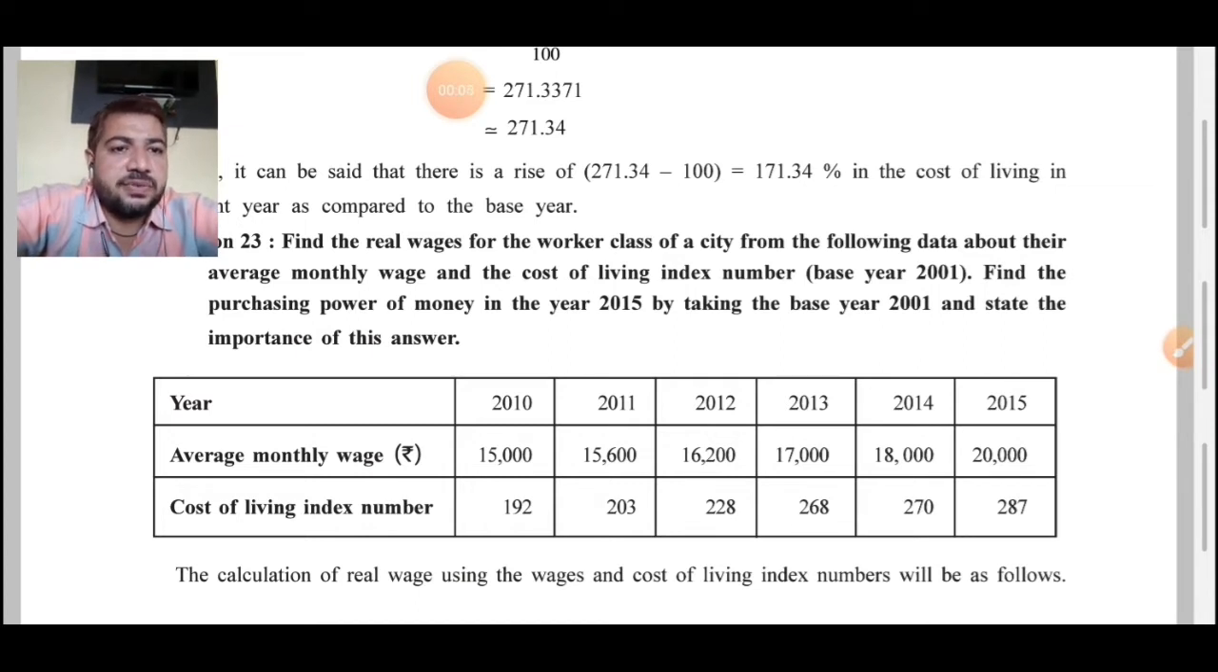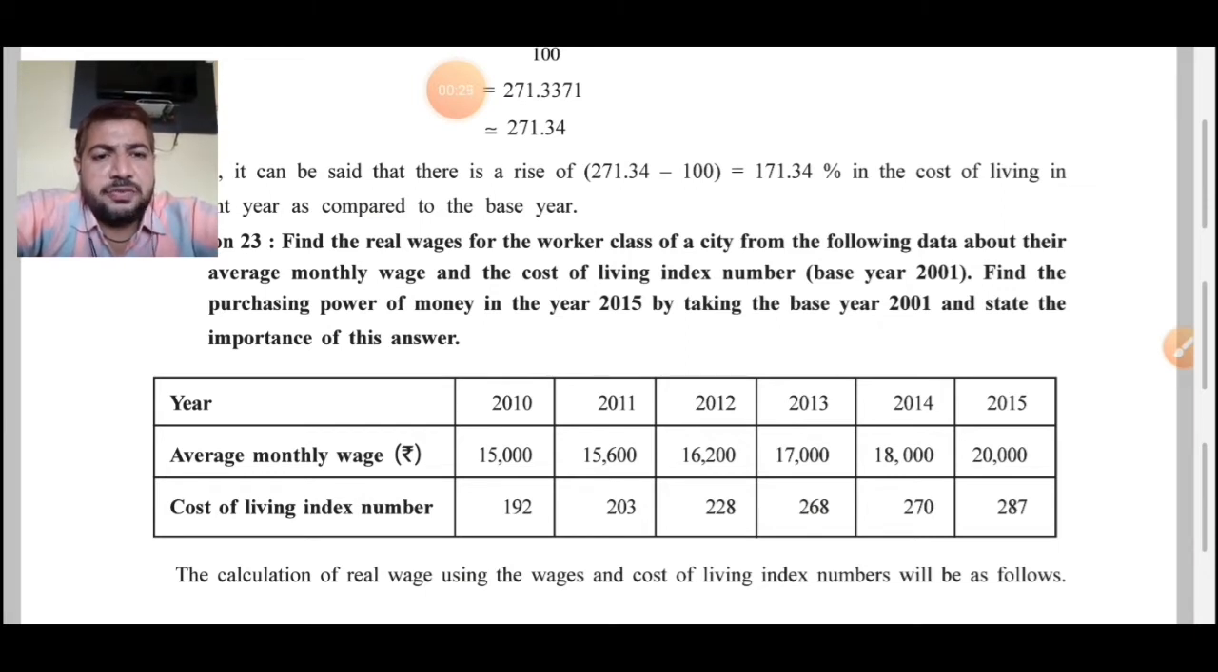Find the real wage for the workers class of a city from the following data about their average monthly wage and the cost of living index number, base year 2001. Find the purchasing power of money in the year 2015 by taking the base year 2001 and state the importance of this answer. Here they have given us different years, average monthly wage and cost of living index number.